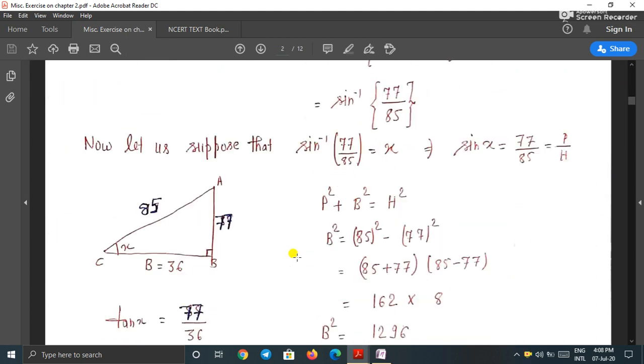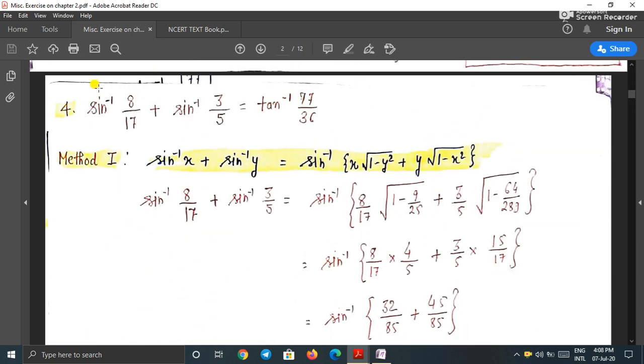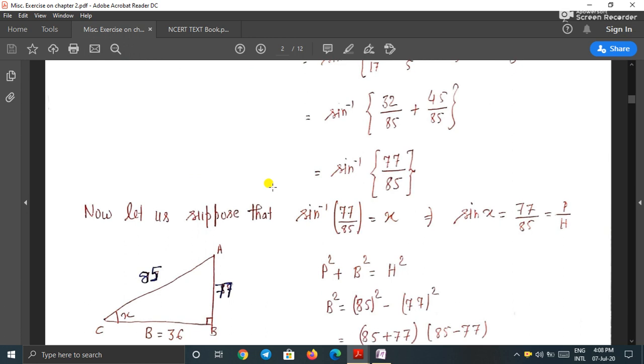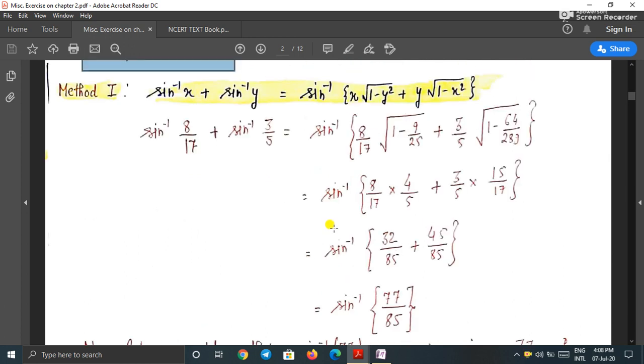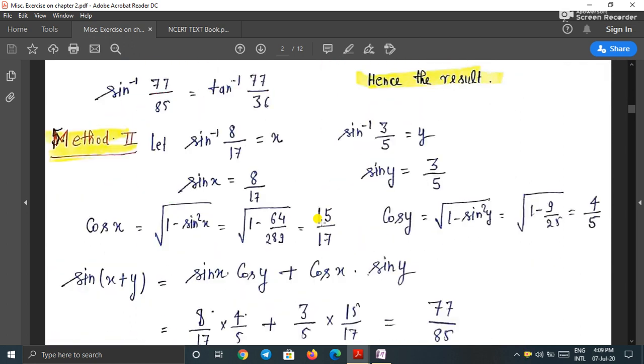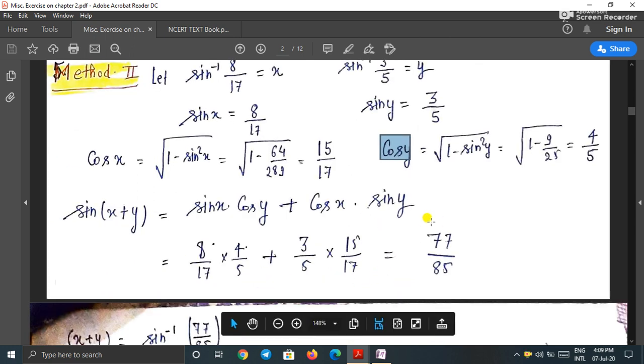Okay, now let us see. For this, let us suppose that sine inverse 8 upon 17 is equal to x, sine inverse 3 upon 5 is equal to y. So your LHS after this supposition becomes x plus y, which means we will use the formula of sin x plus y. The formula of sin x plus y is sin x cos y plus cos x sin y. So simply find the value of cos x and cos y. Now apply the formula of sin x plus y and calculate its value, 77 upon 85.